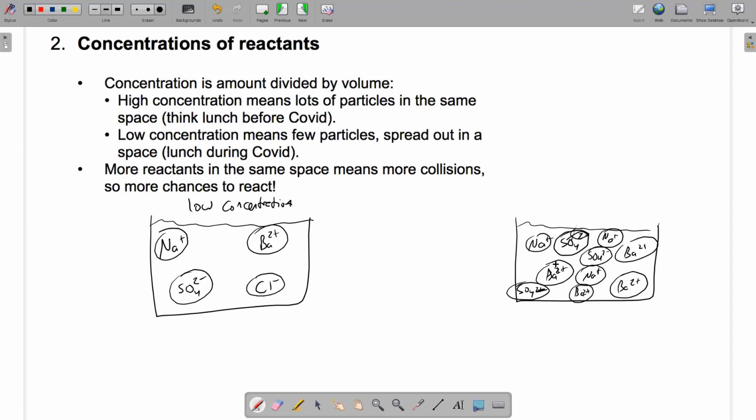If instead, we really pack them in. Now here's a barium and a sulfate, they're right next to each other. Here's another barium and a sulfate right next to each other. Well, there's a barium and a sulfate, they're further apart. But the higher the concentration of solution, the faster the reaction becomes as well. When the solution is very dilute, the reaction rate slows down. So you can also vary the rate of reaction by varying the concentration.